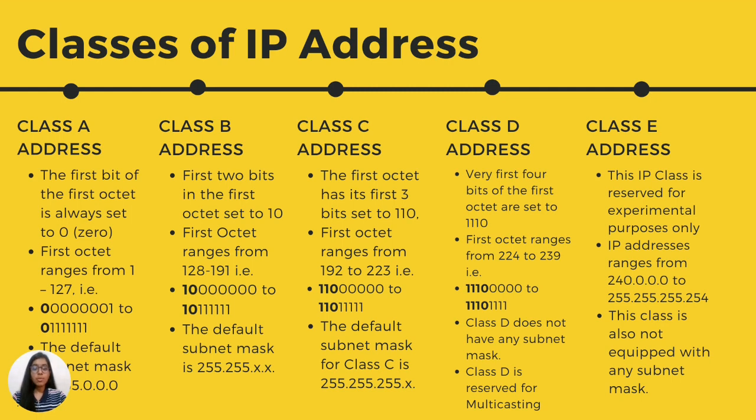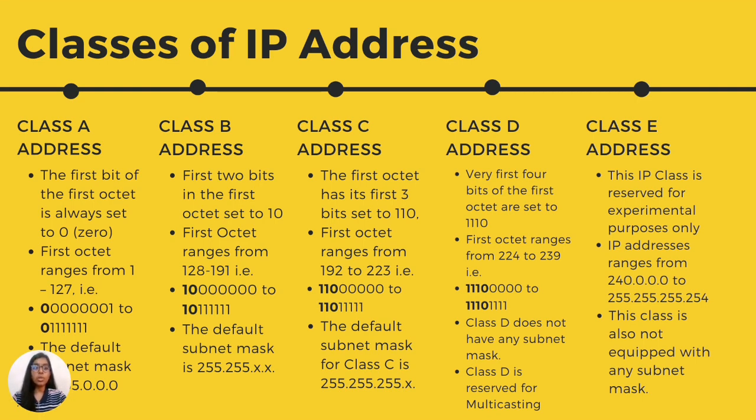The IP address range starting with 127 is reserved for loopback addresses, which we will see later in this video. The default subnet mask for class A addresses is 255.0.0.0. The subnet mask can be used to calculate the number of hosts and the number of networks an IP address class can have. Next come class B addresses.